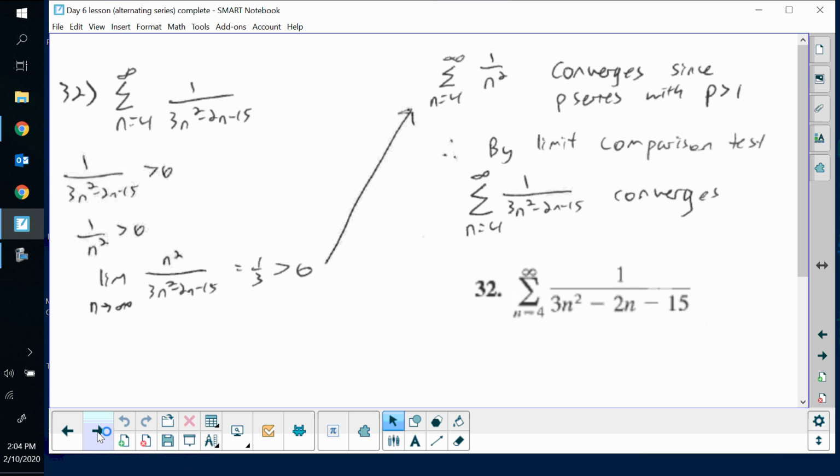So 32 I thought was a good candidate for limit comparison. So I compared it to 1 over n squared. When you divide, do keep, change, flip, n goes to infinity, you get a positive finite number, 1/3. Our nice one converges because p series with p greater than 1. So therefore, our original must converge by limit comparison test.